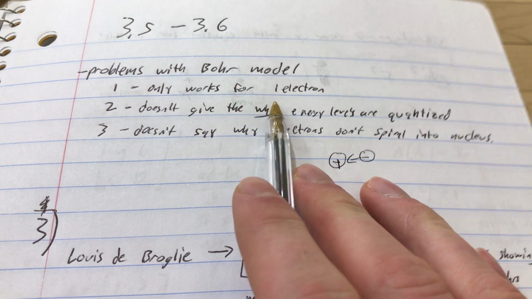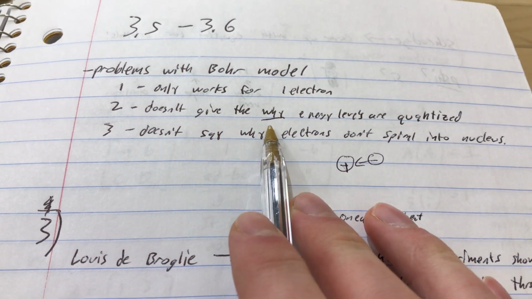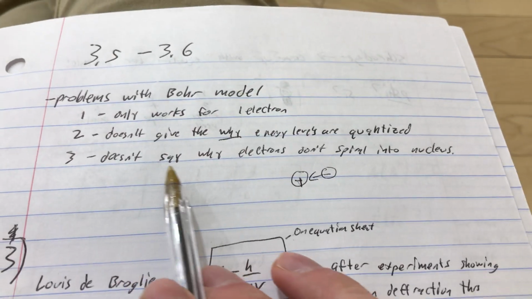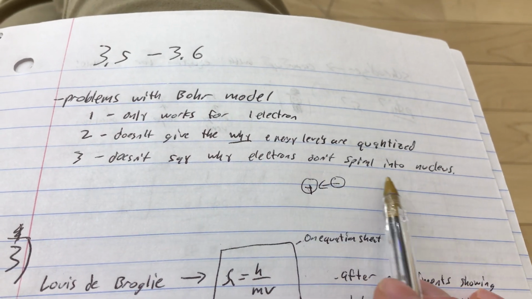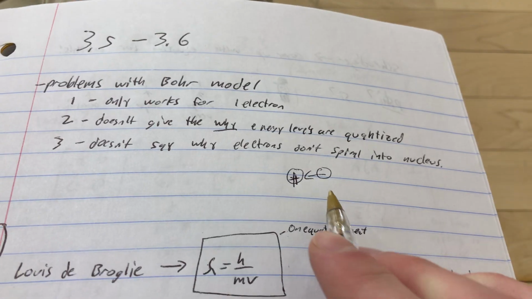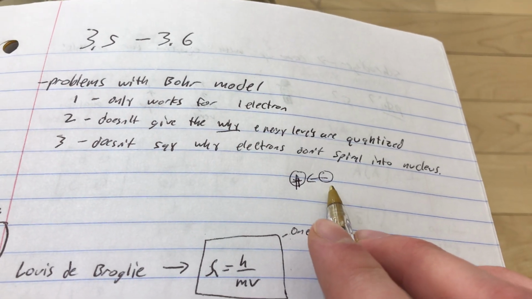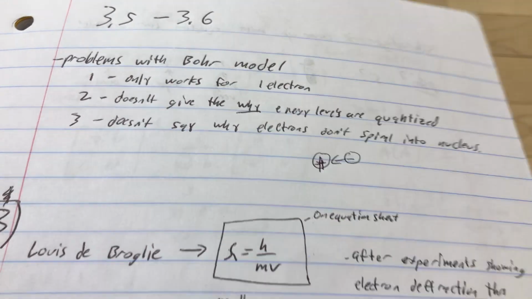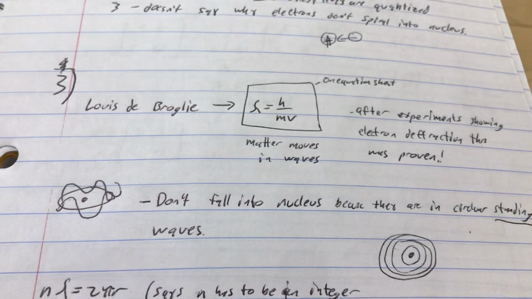It only works for one electron. It doesn't give the why of why the energy levels are quantized. And it doesn't say why electrons don't spiral into the nucleus, because if a nucleus is positively charged for the protons and an electron is negatively charged, opposites attract, and so it should just go in. So why doesn't that happen? So some scientists looked to solve this.